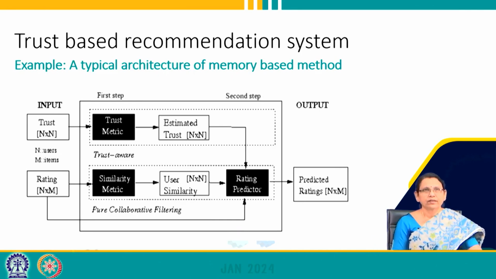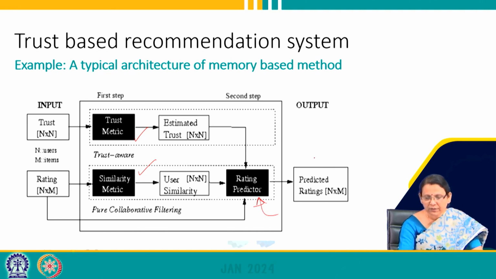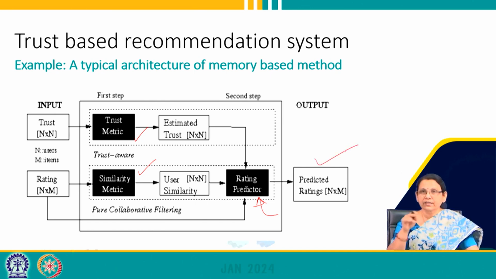So, look at this. This is just one example architecture of a trust based system where you have this trust matrix and similarity matrix, which is coming out of the rating matrix, and this trust matrix is coming out of the trust information. Now, this similarity and trust combine together to make some rating predictor, which is nothing but one algorithm, and using this algorithm you predict the rating. With this additional side information, it is observed that the prediction accuracy and other performance criteria also improve.